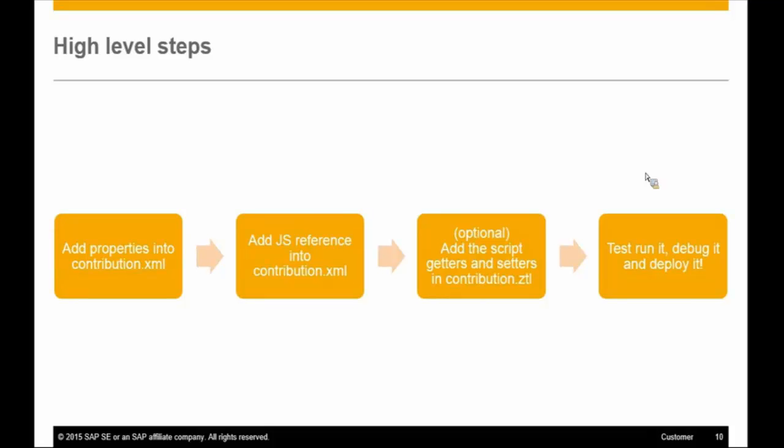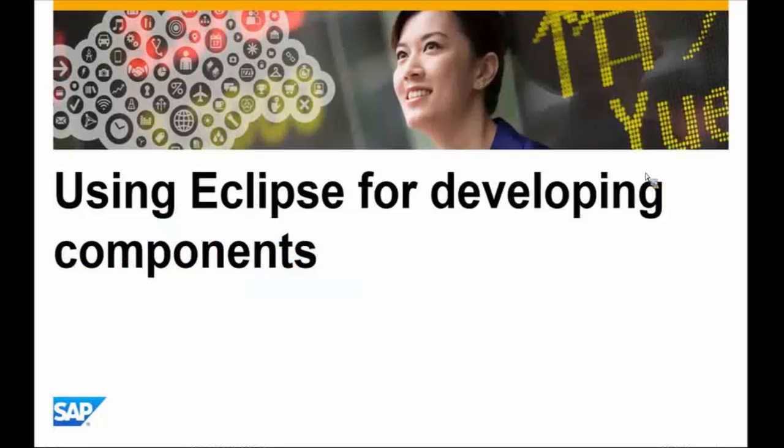So the high level steps are to add any properties that you want into the contribution file, to add the JavaScript references in there as well, to optionally define these getters and setters that the designer can use, and then test it, debug it, and deploy it.